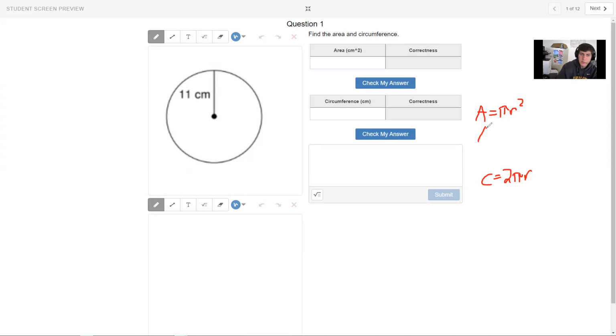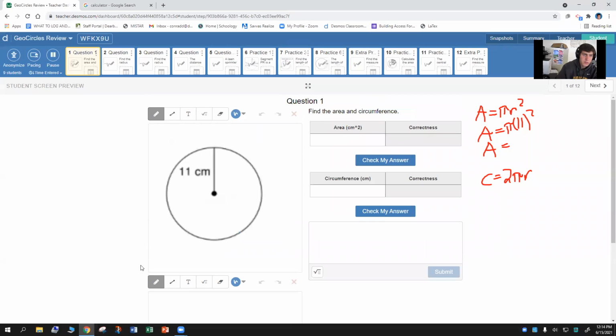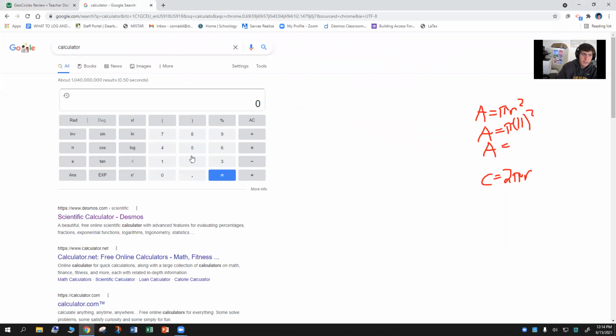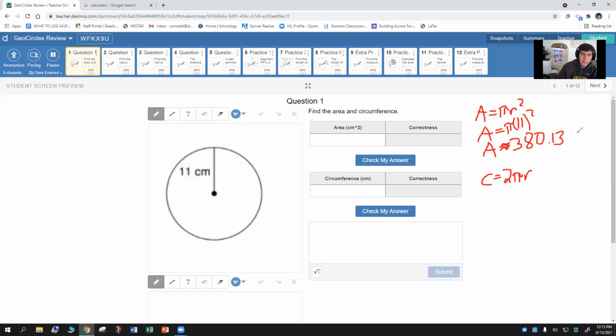So the radius here is 11, so for area, we're going to have pi times 11 squared. We're going to have to put that in the calculator, so maybe I should leave this up at the top. 11 times 11 is 121, so it's 121 times pi. They wanted us to round to 2 decimal places, so the area here is approximately 380.13, and then our units would be centimeters squared.